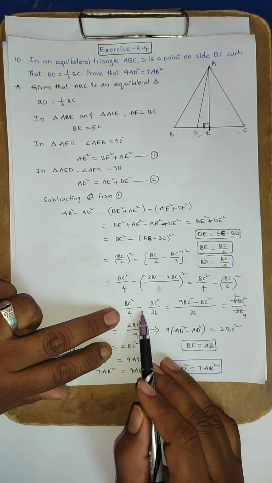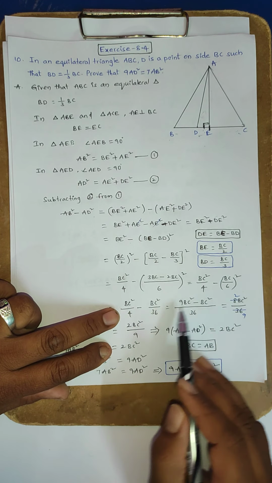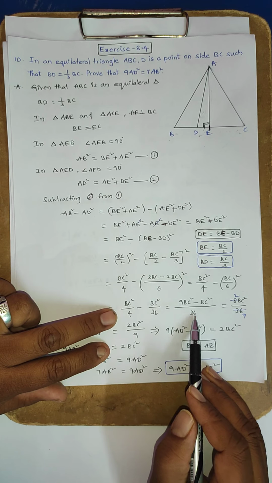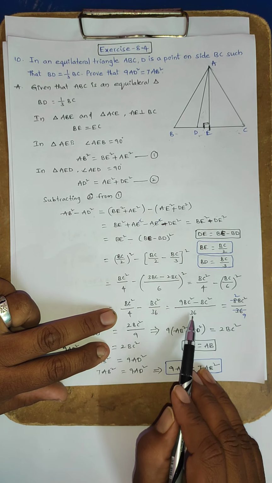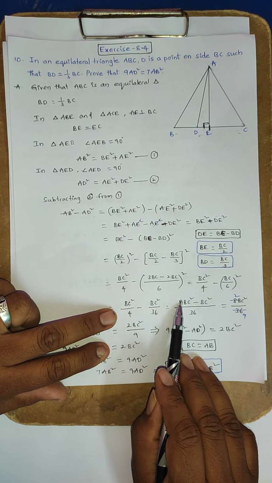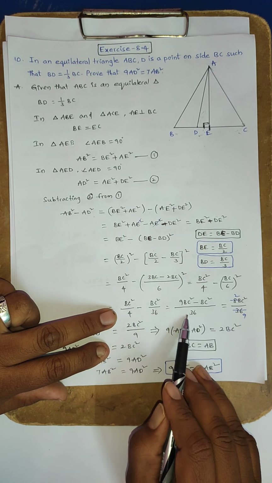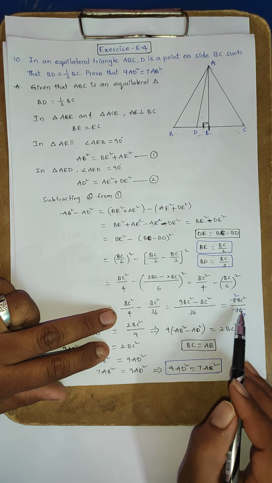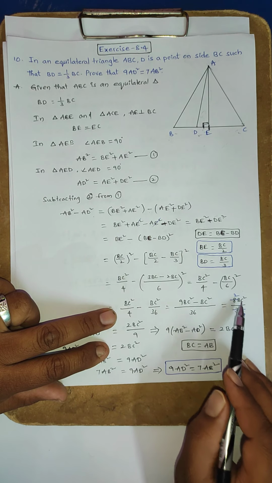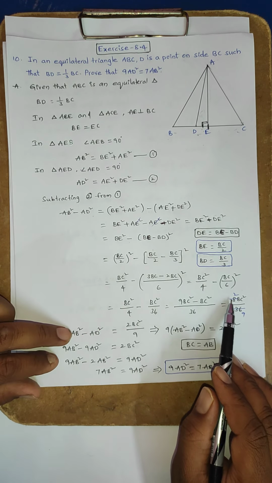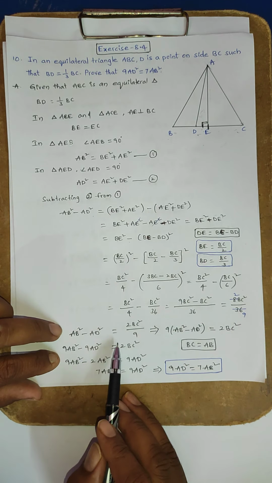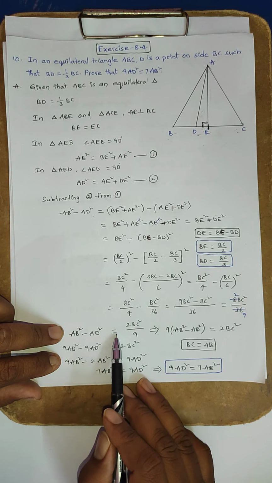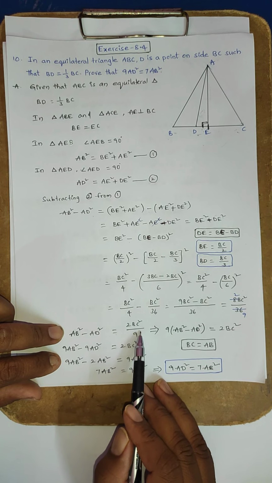BC square by 4 minus BC square by 9. The LCM of 4 and 9 is 36. 9 BC square minus 4 BC square is 5... so the right hand side is 2 BC square by 9. The whole left hand side: AB square minus AD square is equal to 2 BC square by 9.